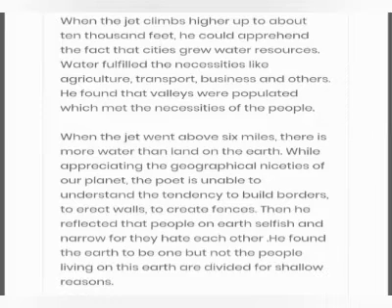While appreciating the geographical niceties of a planet, the poet is unable to understand the tendency to build borders, to erect walls, to create fences. Then he reflected that people on earth are selfish and narrow, for they hate each other. He found the earth to be one, but the people living on the earth are divided for shallow reasons.